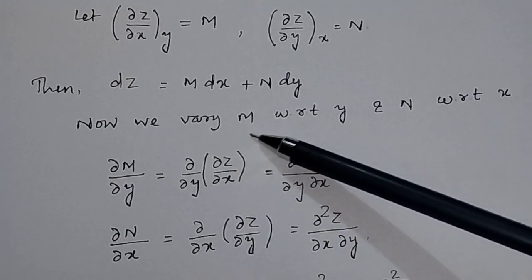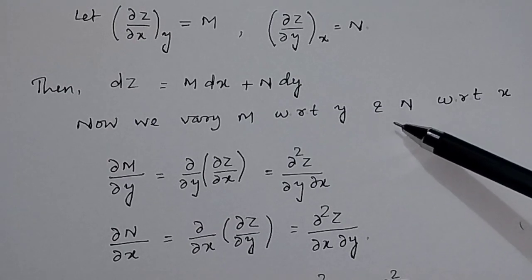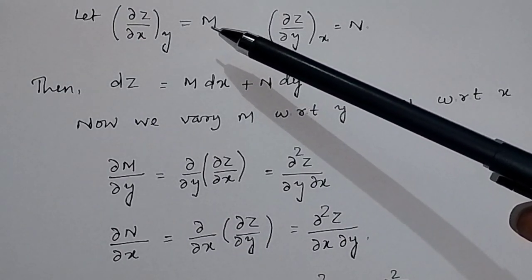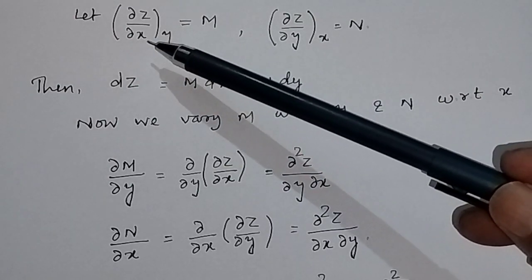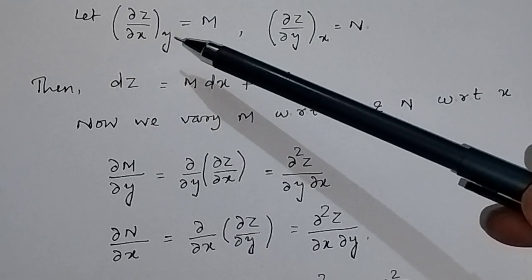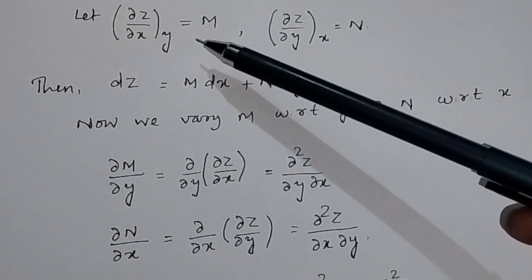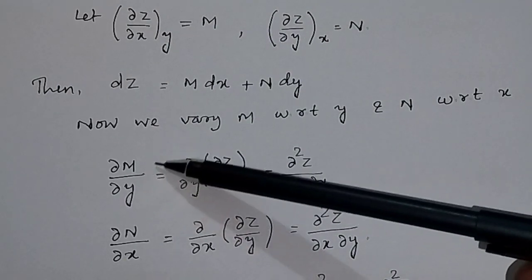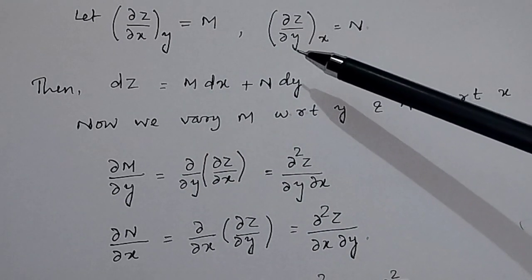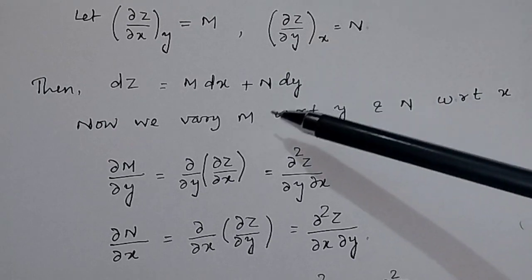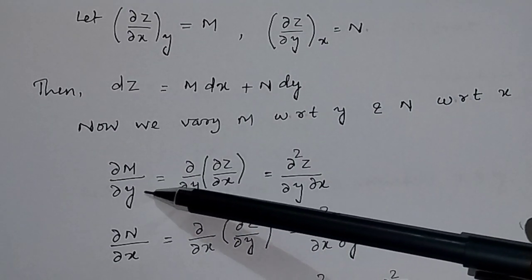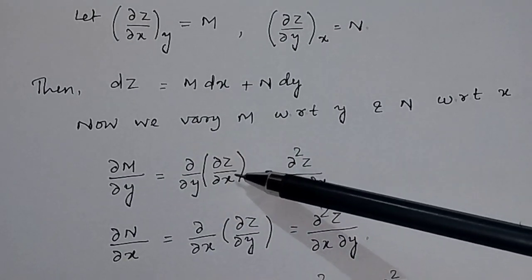Now we vary m with respect to y and n with respect to x, because here we have varied z with respect to x and we have taken y constant. So now you vary m with respect to y, and here you vary z with respect to x. Then what will be the change in the function m with respect to y? This is called the partial derivative.